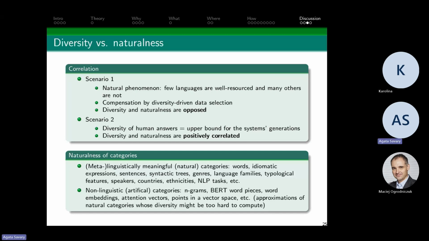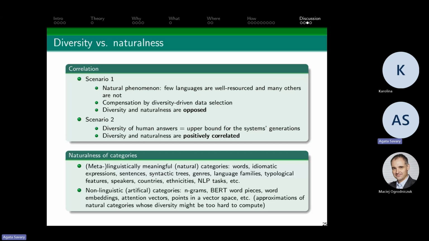In scenario two, it's the opposite, because diversity is expected to be an upper bound for system models. Diversity of human generated text is this upper bound. So diversity and naturalness are considered positively correlated.